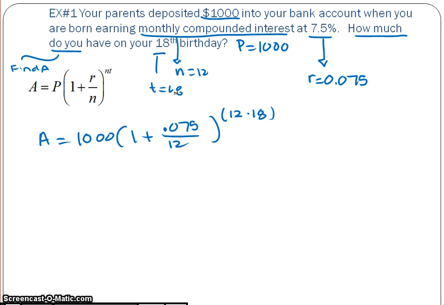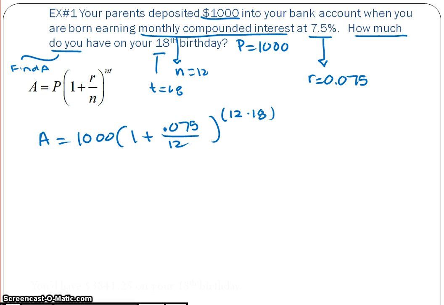Okay, so what you need to do is plug this into your calculator. I want you to pause it and make sure you can plug it in and get the same answer I do. So get your calculator. We're going to do 0.075 divided by 12 plus 1. Order of operations tells us we have to do the exponent, so we're going to do an exponent with parentheses, 12 times 18, close the parentheses. Press enter and then do times 1,000. This has to be at the end. We do inside parentheses, exponents, and then multiply.